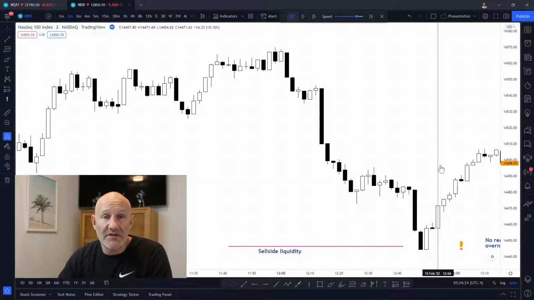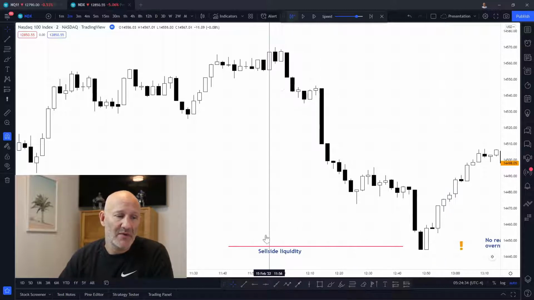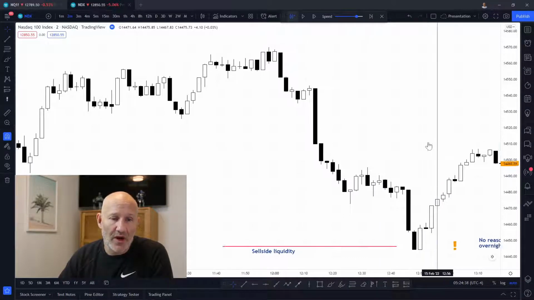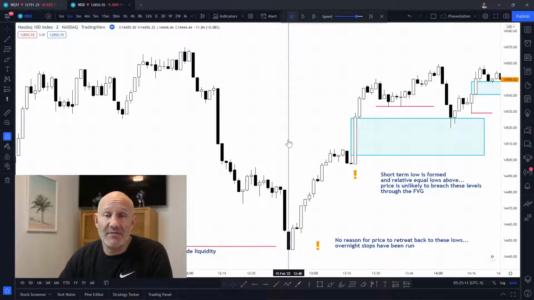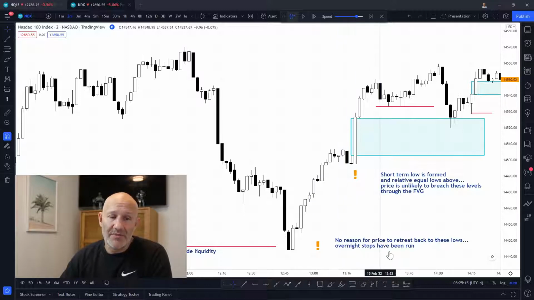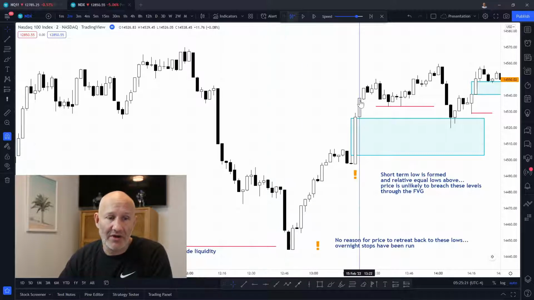So if we zoom in now to our 2-minute chart, again, I'm using the NDX because I don't have the data for the NASDAQ, but this gives us a pretty accurate picture of what the NASDAQ would have been trading at. We have this run down into the sell side liquidity here just before 1 o'clock. We have no reason to expect that price will retreat lower. Obviously it could, but we wouldn't expect it to, because these overnight stops have already been run. So we wouldn't expect price to come lower, we're expecting price to go higher.